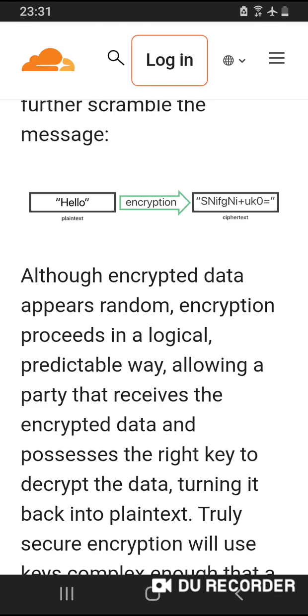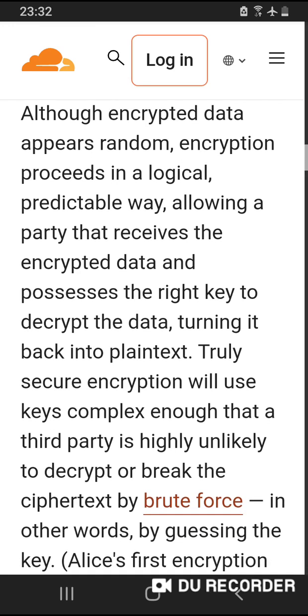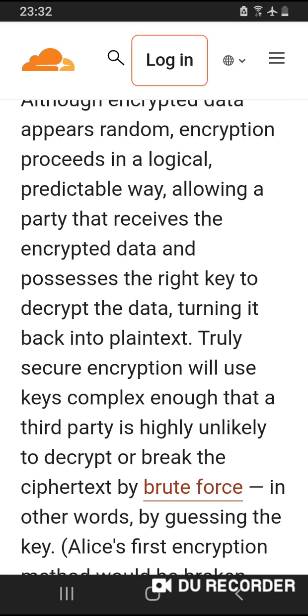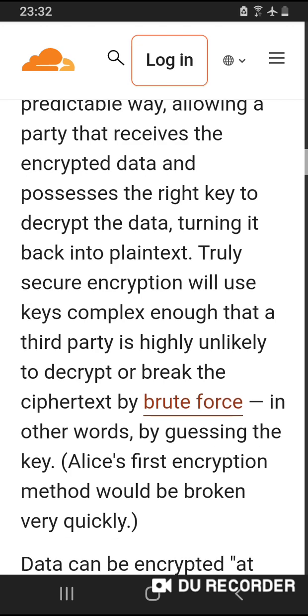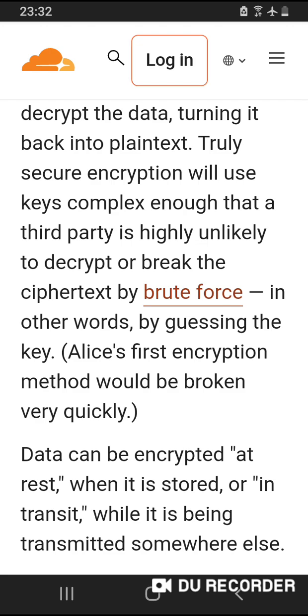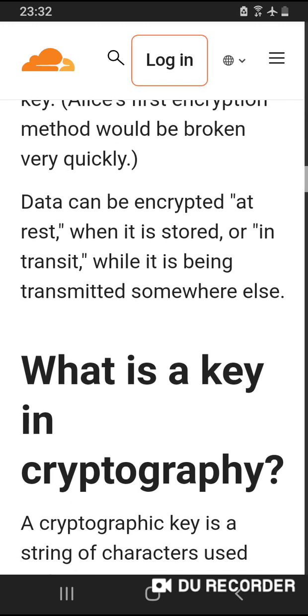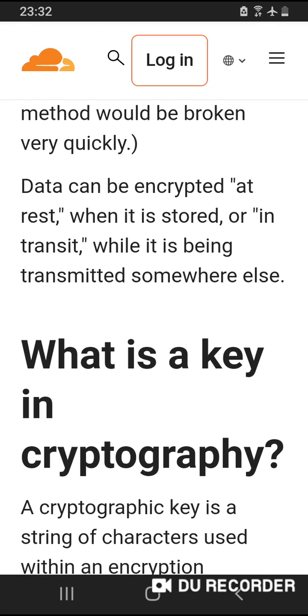Although encrypted data appears random, encryption proceeds in a logical, predictable way, allowing a party that receives encrypted data and possesses the right key to decrypt the data, turning it back into plain text. Truly secure encryption will use keys complex enough that a third party is highly unlikely to break the ciphertext by brute force, in other words, by guessing the key. Alice's first encryption method would be broken very quickly. Data can be encrypted at rest when it is stored, or in transit while it is being transmitted somewhere else.